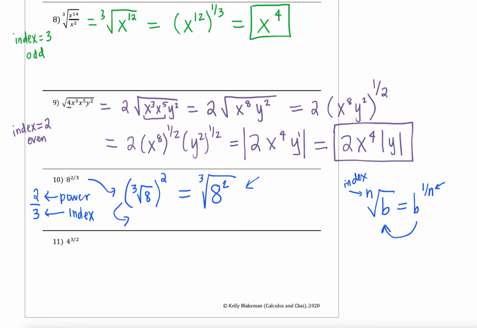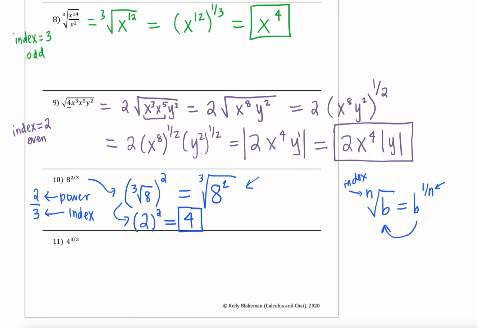The cubed root of 8 is equal to 2. So I have now 2 squared, and we know that 2 squared is going to be equal to 4. And we'll get that as our final answer. Now if we work off of the other method, we would take 8 and square that, and so 8 squared is equal to 64. Then we'd have to figure out, well, what's the cubed root of 64? And that is equal to 4 as well, but sometimes it's just easier to work with these smaller numbers.